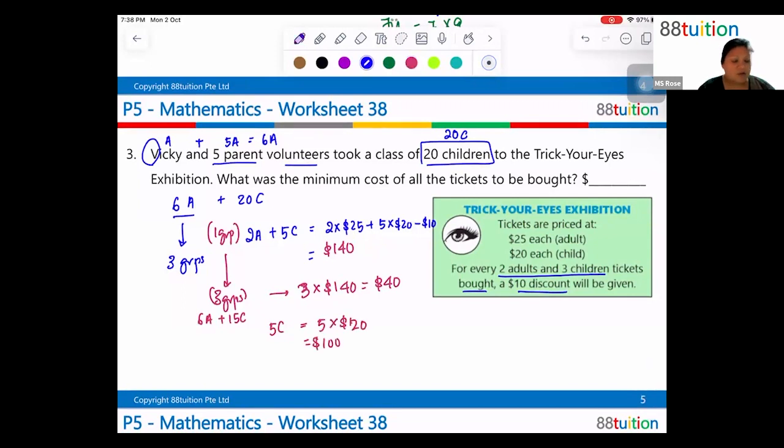So total minimum cost would be here. Sorry, this is 420. 420 plus $100 to give me $520.